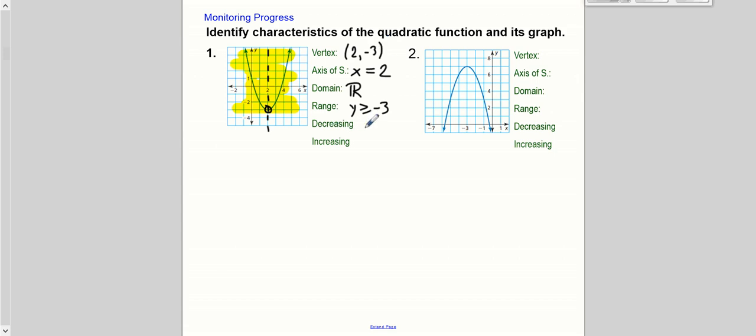And it is decreasing where x is less than the x value of the vertex. X is less than 2 because we are decreasing this way, going from left to right, and then we're increasing on this side of the vertex, so that is to the right of x equals 2, so that's x is greater than 2. All right, try the next one. Start with your vertex, write it down.